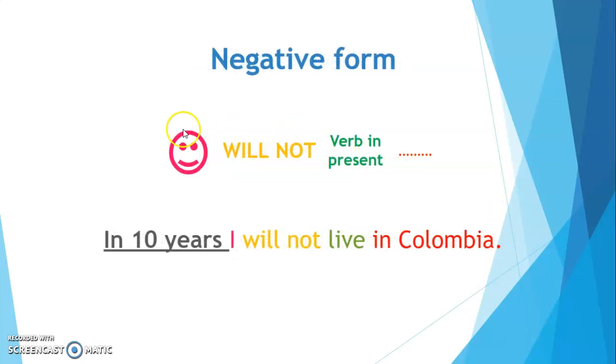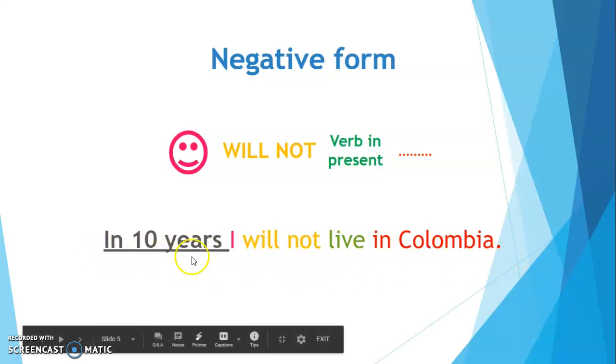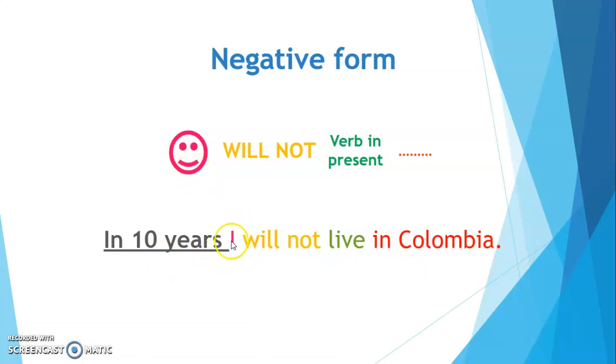Negative form. We have a pronoun, the modal verb will, in negative, will not, verb in present, and complement. For example, in 10 years, I will not live in Colombia. En 10 años yo no viviré en Colombia. Pronoun I, will not, verb in present, live, complement in Colombia.